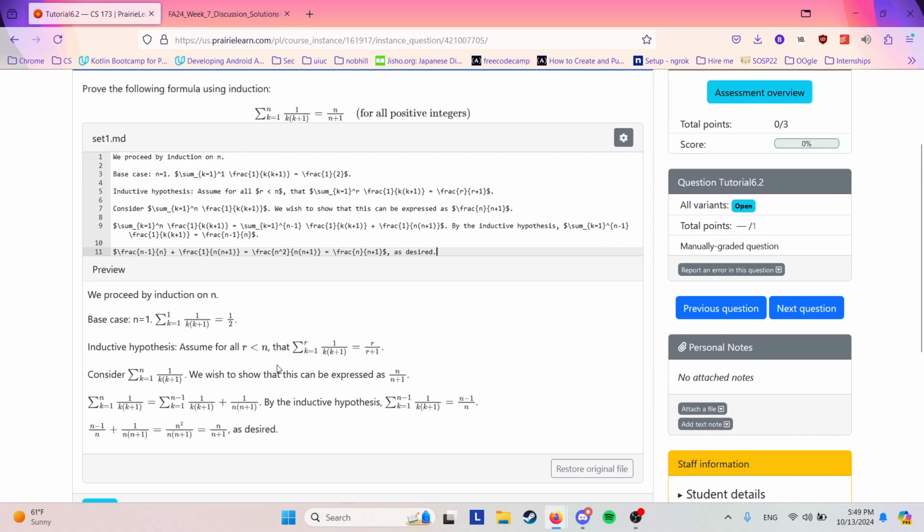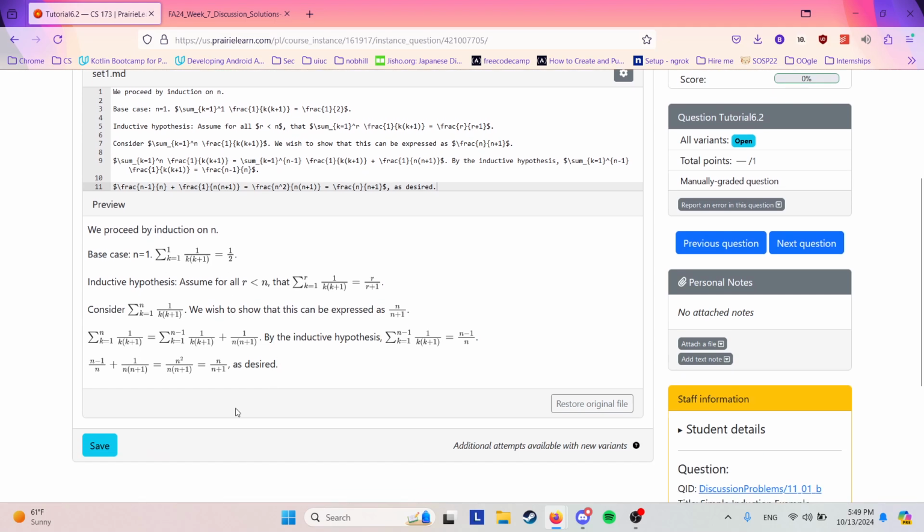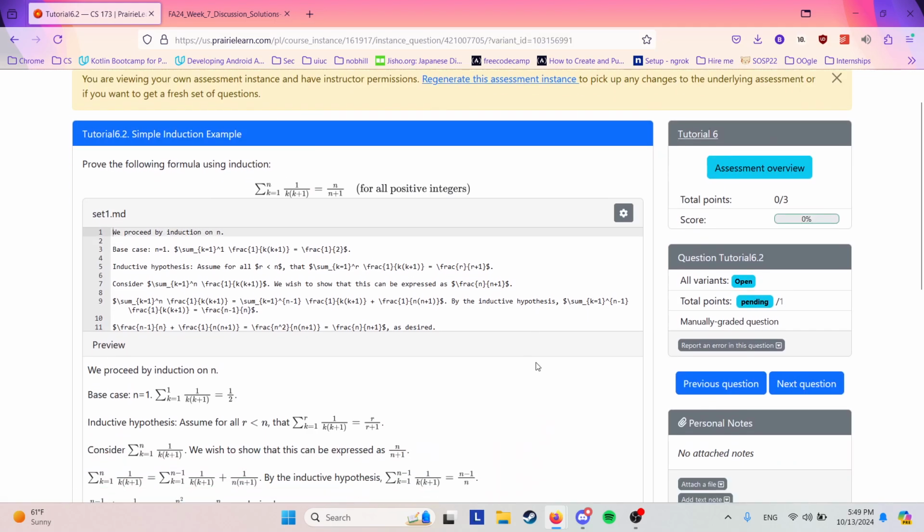And this would be sufficient for our inductive proof because we've shown that the base case holds, and for all n, we can show that this is true for n plus 1 as well. All right, let's move on.